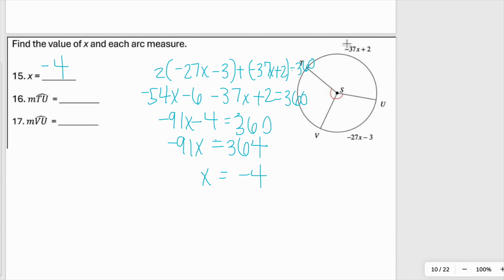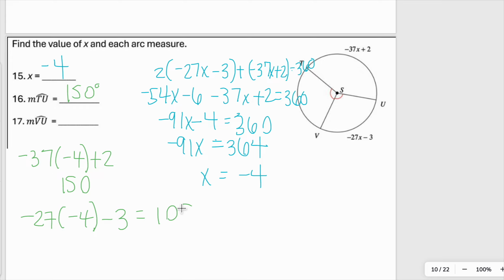So for TU, I'm just going to plug in negative 4 where I see my x. So negative 37 times negative 4 plus 2 is going to give me 150 degrees. And then for VU, I can just plug in x as well. So that'd be negative 27 times negative 4 minus 3. I'm going to get 105. Okay.